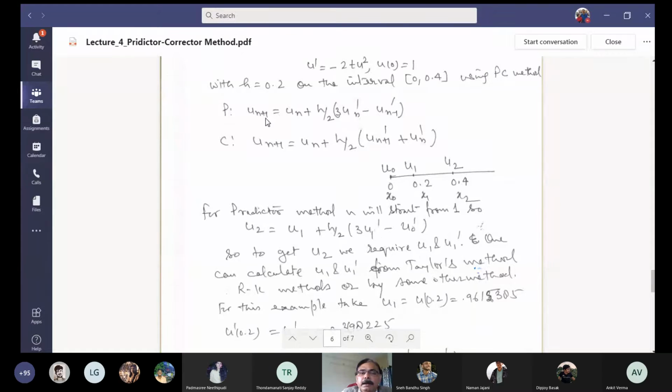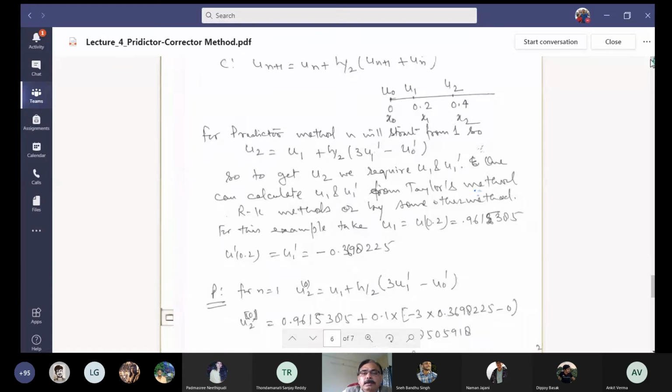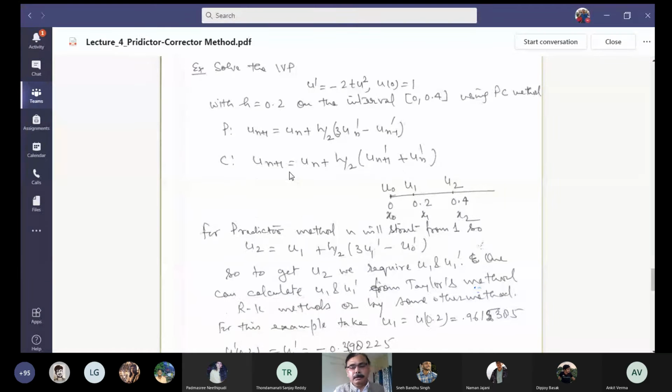And then since the predictor method starts with your u2, we'll calculate u2 using that u1 value which we have got using either Taylor's method or the RK method. So u2 0 will be your u1 plus h by 2. You write down these two methods, this P and C, on your register. Otherwise, every time we have to go back there. Write down these two methods quickly. Once you write down, you just inform me quickly.